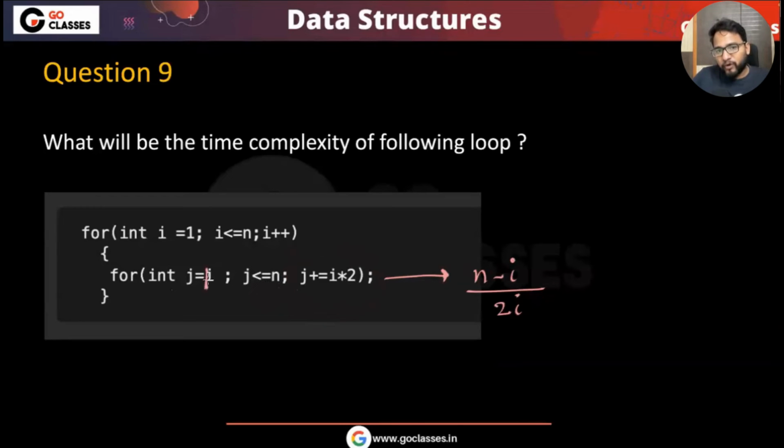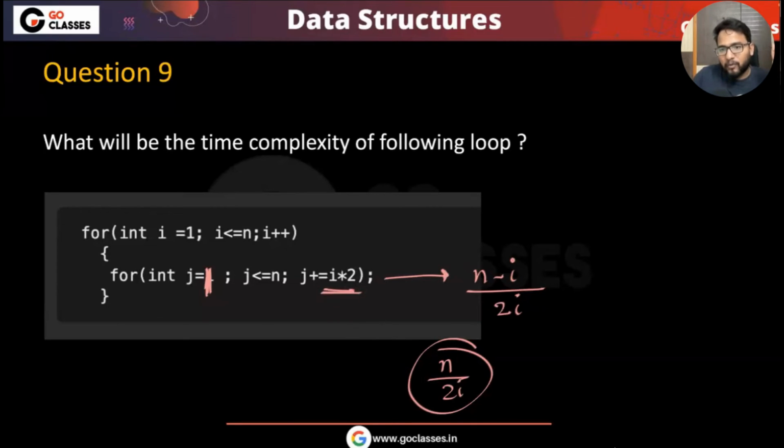Suppose this is starting from 1. If it is starting from 1, then can anyone tell me the exact number of iterations? If it is starting from 1, then n by 2i. Because you are adding by 2i, right? If you add by c, you divide by c. If you add by 2i, you divide by 2i.